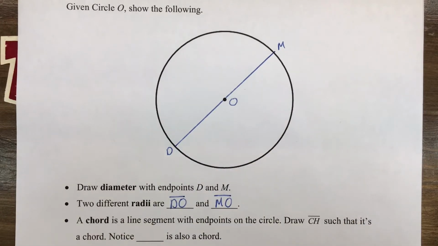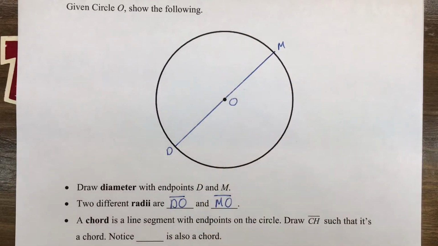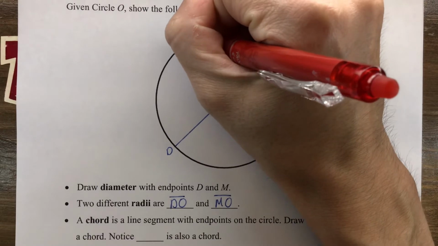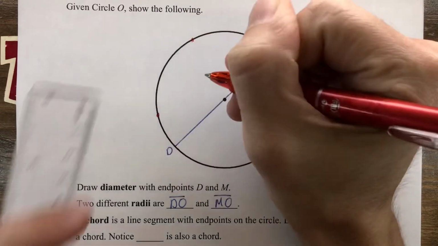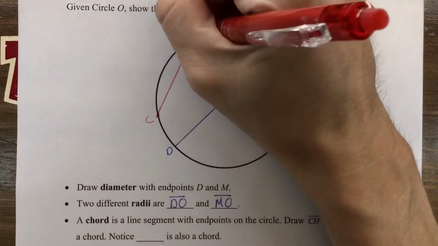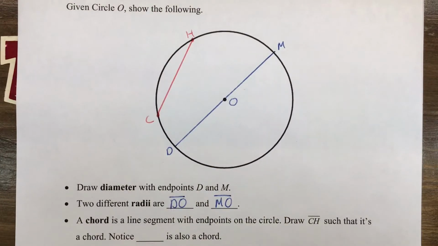Our third term here is going to be a chord. A chord is a line segment with endpoints on the circle. Remember that the circle itself is the actual curve. So what we're going to do is identify 2 points along the edge of the curve and go ahead and connect them. We're going to draw a line segment CH such that it is a chord. Let's just choose a couple random points. We'll call that C, we'll call that one H.